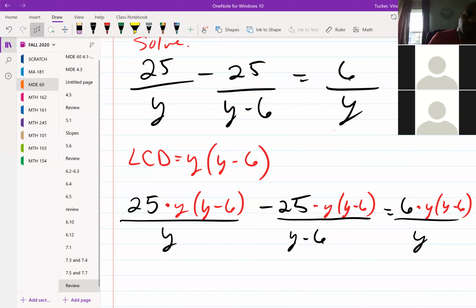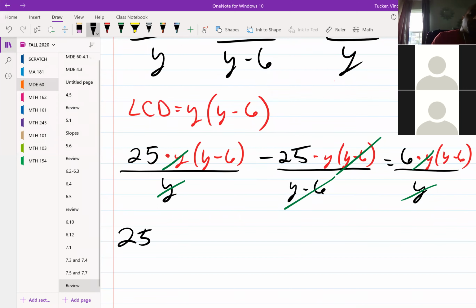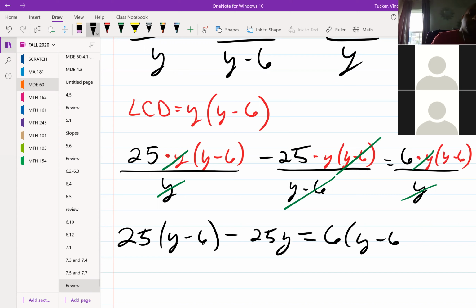All right, so notice when you're solving, you can multiply across the equation. In other words, you're not doing top and bottom, we're multiplying across the equation. And we are able to cancel out these denominators. Y and y cancel. Y minus 6 will cancel. And then here, y and y will cancel. And that's what we want. So it's 25 times y minus 6 minus 25y equal to 6 times y minus 6.